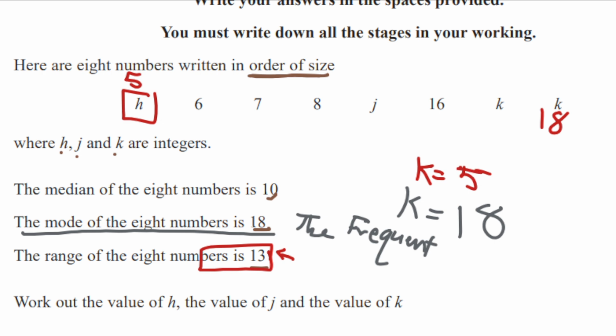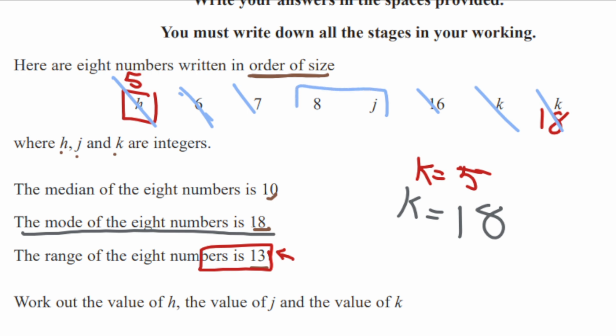We just now need to find J. J is the median. The median is the middle one. Let's do the nice thing. And we got 2 numbers in the middle. So when you get 2 numbers, you add them and divide by 2 to get the median, right? So let's add 8 plus J divided by 2 equals the median, which is 10.